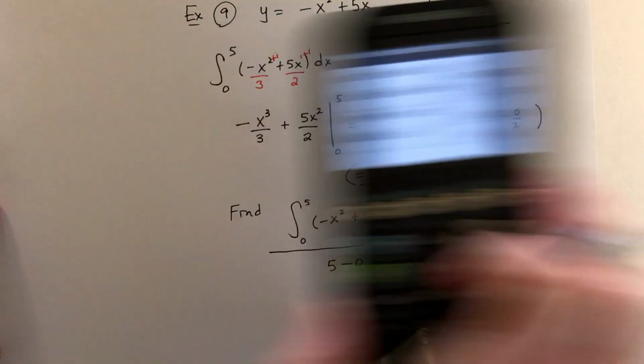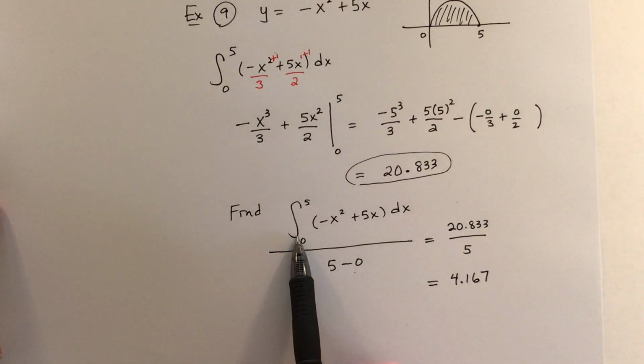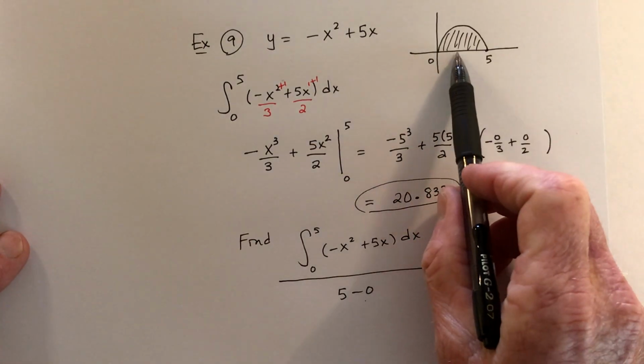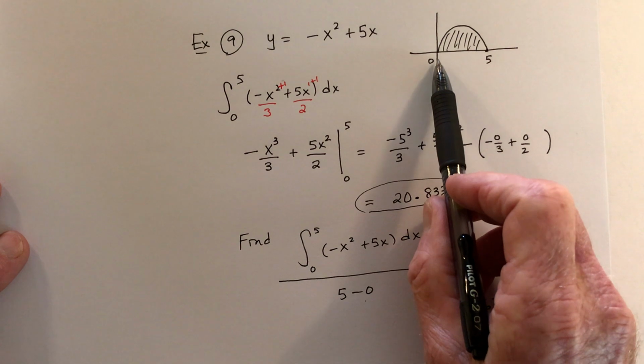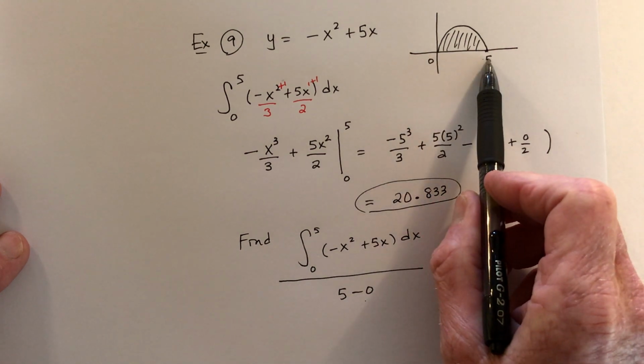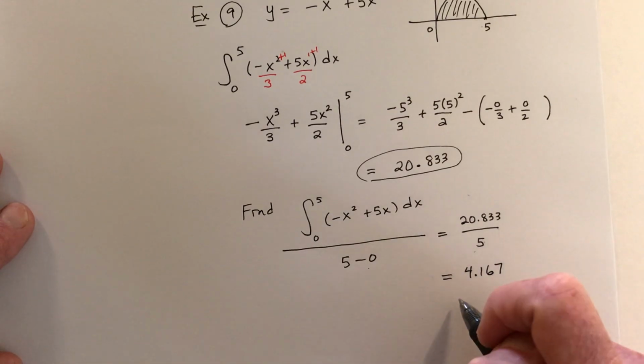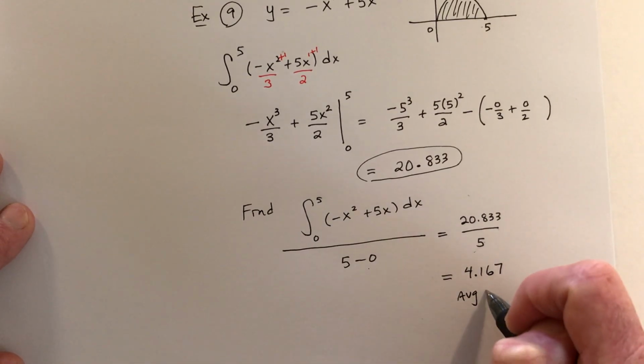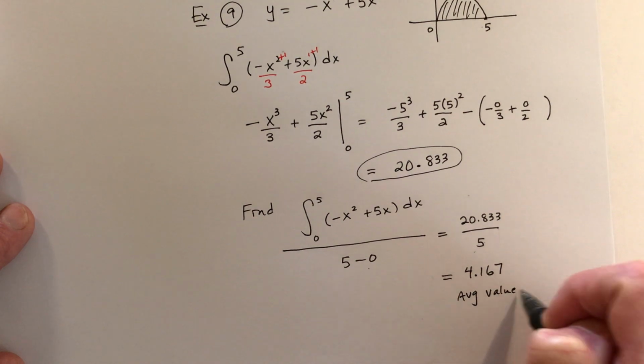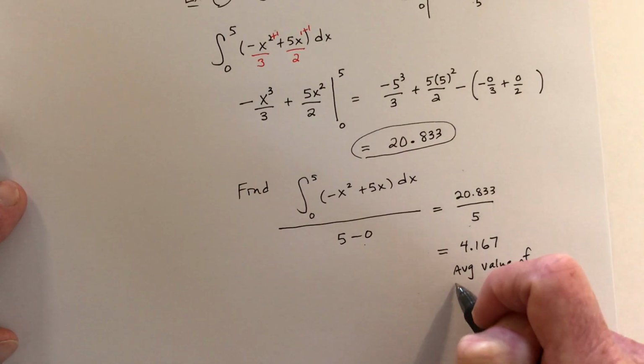Well, basically, when you are doing this, you're adding up all of the area, and then you're dividing by the length of that interval, so you're actually finding the average value of the function. So this is the average value of the function.